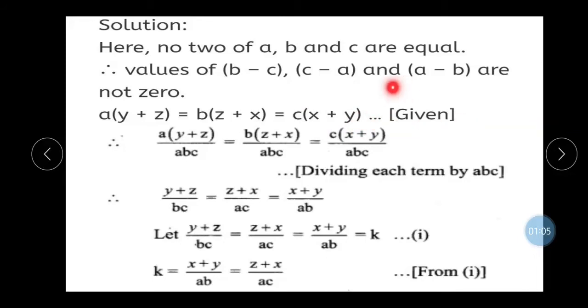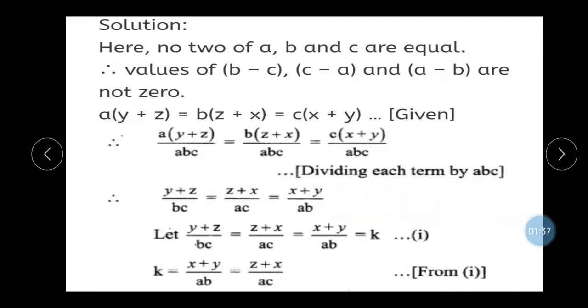Now, this whole part we will be dividing by abc. So, when you divide by abc, in the first part a and a get cancelled, in the second b and b get cancelled, and lastly c and c get cancelled. What remains is (y plus z) upon bc is equal to (z plus x) upon ac is equal to (x plus y) upon ab. Now, we will assume that all these are equal to k.